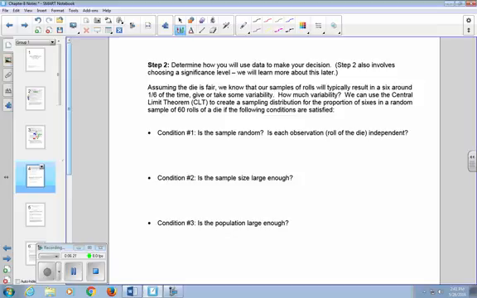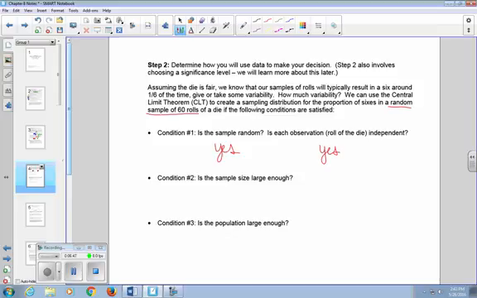So our first condition, and these are the same conditions we've seen in earlier sections. First condition is the sample random. So we're doing a random sample of 60 rolls of a die, so we can say this is yes. Is each observation or roll of the die independent? We can say yes. We can assume that if I roll the die the first time and get a 5, that's not going to have any impact on my second roll. So the rolls are independent.